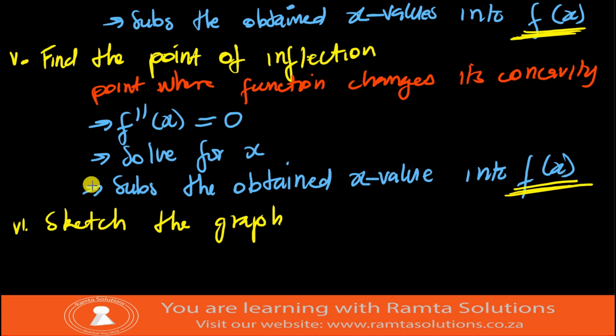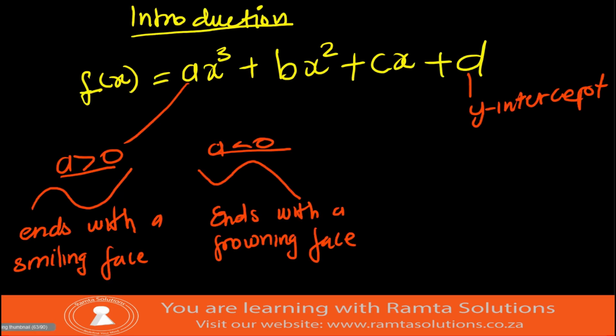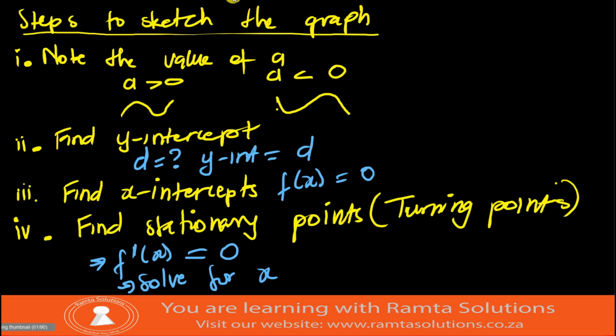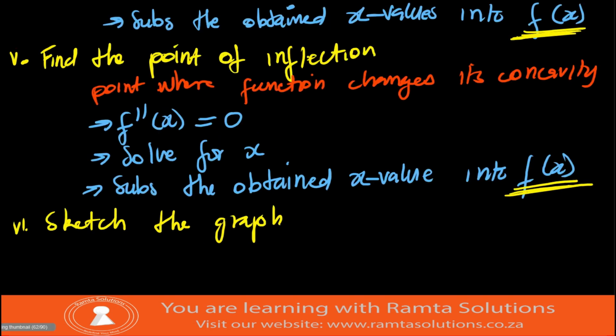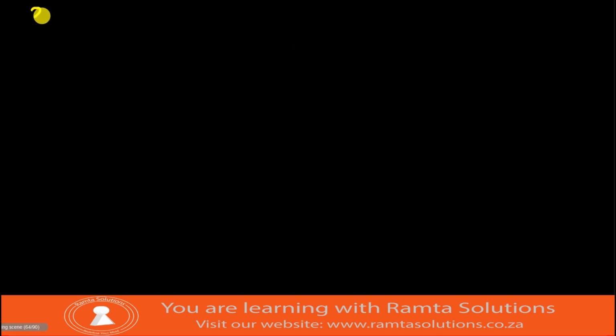So we are not going to waste any time, I'm going straight into an example. Maybe number 1 was the introduction, number 2 was the steps to sketch the graph, and number 3 will be an example of sketching the graph. So our example is this.